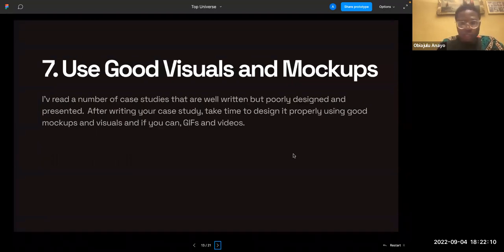So use good visuals and mockups in your design. I reviewed somebody's case study recently, and the case study is awesome. You did a lot of research, a lot of documents went into the process, a lot of documentation and stuff like that, right? But the major problem, I saw he didn't design the case study. Maybe he had spent more time on the research and everything. He was just tired, and then he just presented it shabby, right? So you should design your case studies. When you're done with writing the case study, now design the case study.